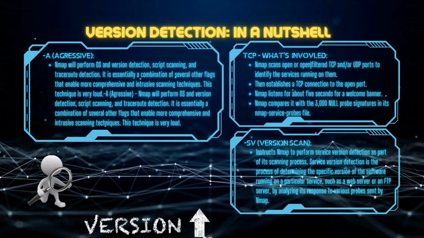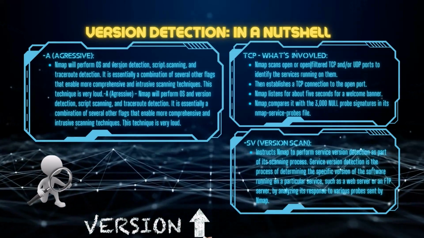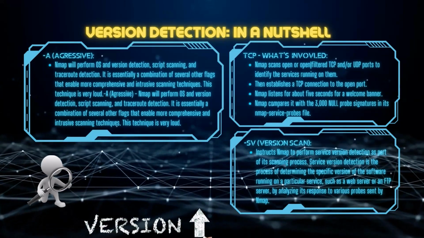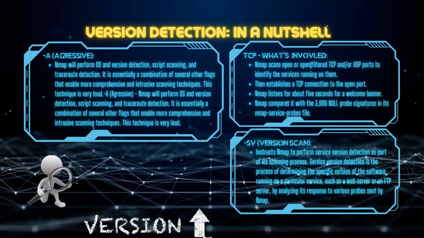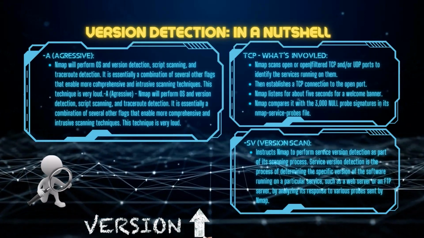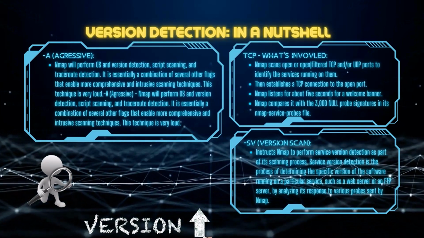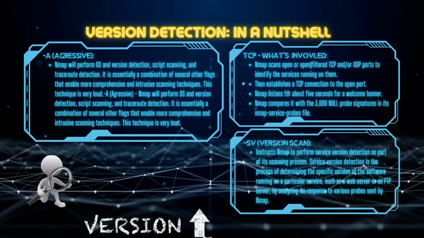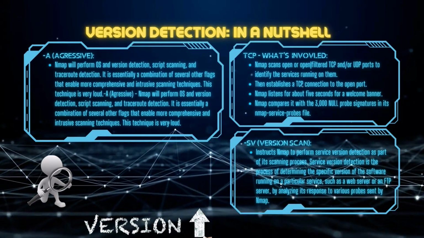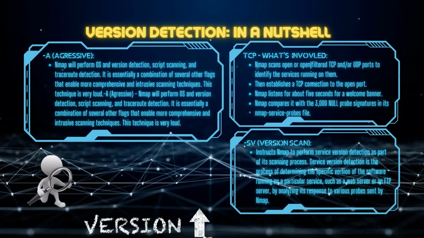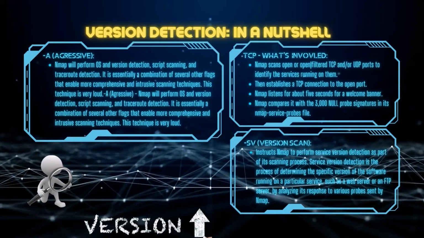Version detection parameters. -sV, also known as version scan, instructs Nmap to perform service version detection as part of its scanning process. Service version detection is the process of determining the specific version of the software running on a particular service, such as a web server or FTP server, by analyzing its response to various probes sent by Nmap. -A, also known as aggressive scan, makes Nmap perform OS and version detection, script scanning, and traceroute. It is essentially a combination of several other flags that enable more comprehensive and intrusive scanning techniques. If you are on an engagement, this technique is very loud and more than likely will get you caught.